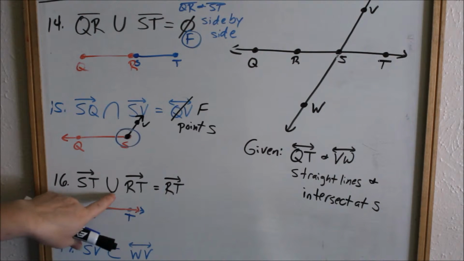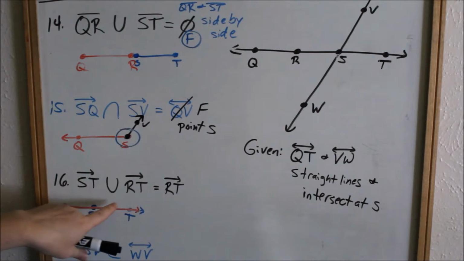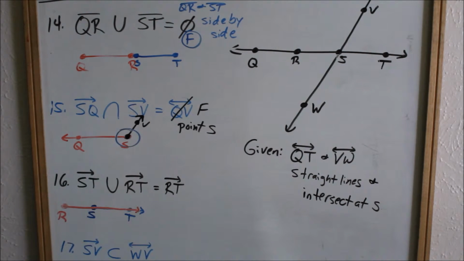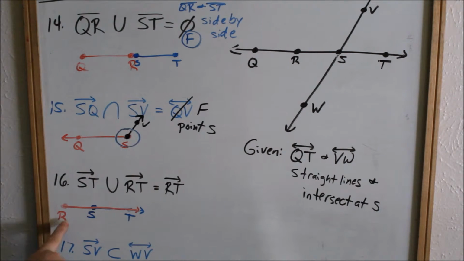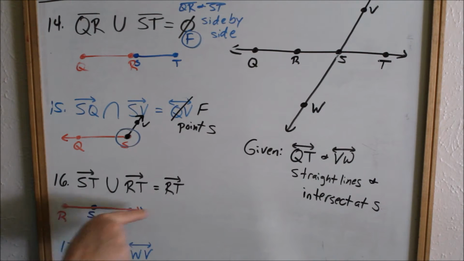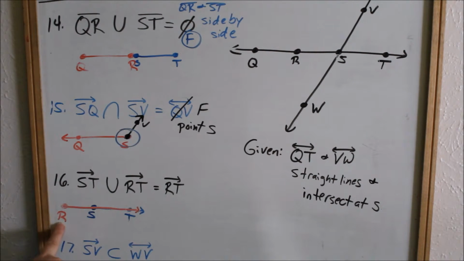But I want the union. I'm not really concerned about where they overlap. I'm combining ray ST and ray RT together. When I combine those together, what did I get? I have ray, can we call this ray RT? Yes, we can. You would call it ray RT because this is the endpoint, and then it goes towards T. This also could be called ray RS.